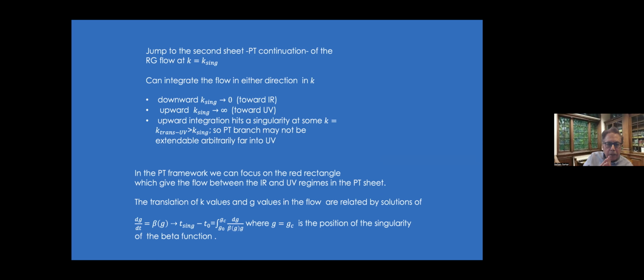We have the various K singularities. Anyway, I've described all of this, and you can actually translate from movement in G to K by looking at the beta function. I know it's slightly confusing. The axes were all in terms of G, and then we're talking in terms of K, but you can write dG by dt equals beta of G, so you can convert your K running to G running, the behavior in terms of G using this type of relation.